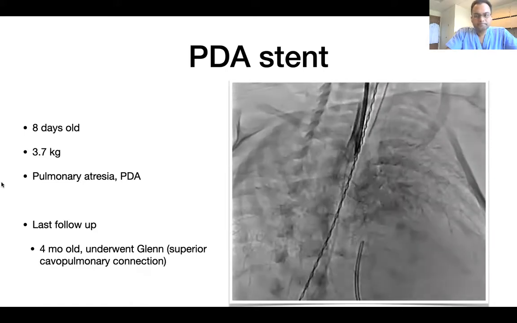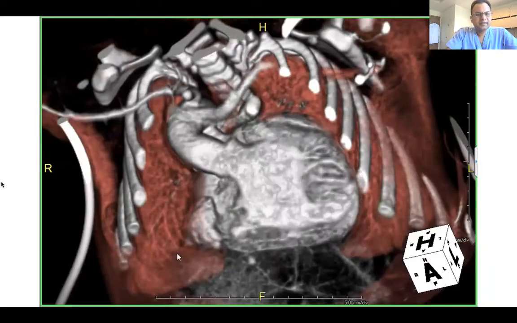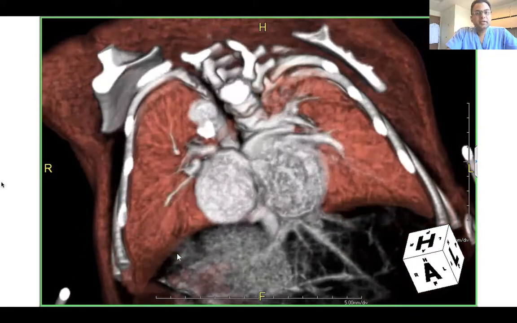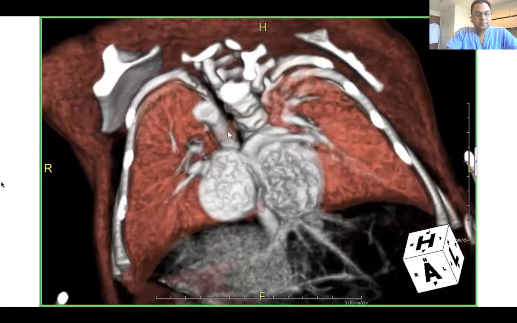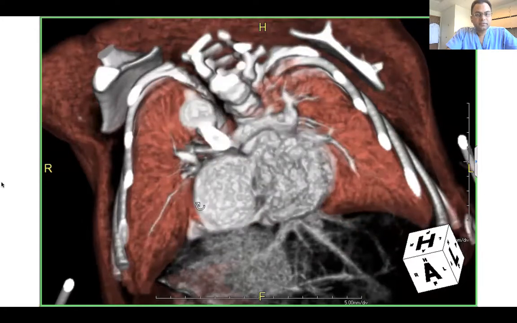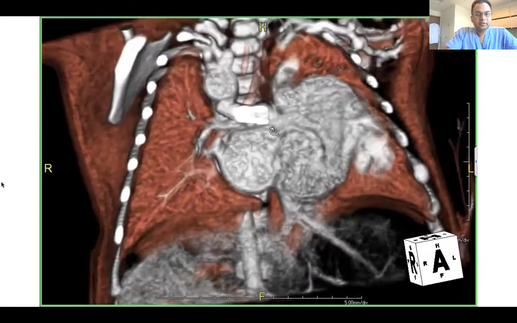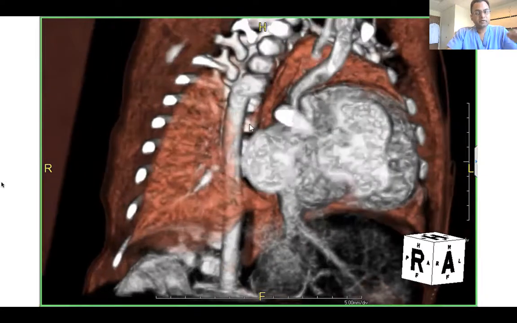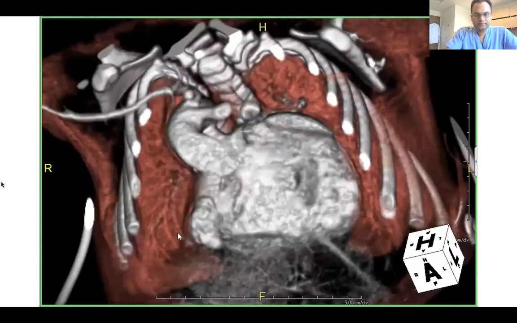which was uneventful. He had a CT scan performed at subsequent follow-up, which again demonstrated that after the placement of the stent in the ductus arteriosus, the right bronchus, as demonstrated by the area, remains unobstructed, and the ductus is lifted away from the bronchus, as we predicted.